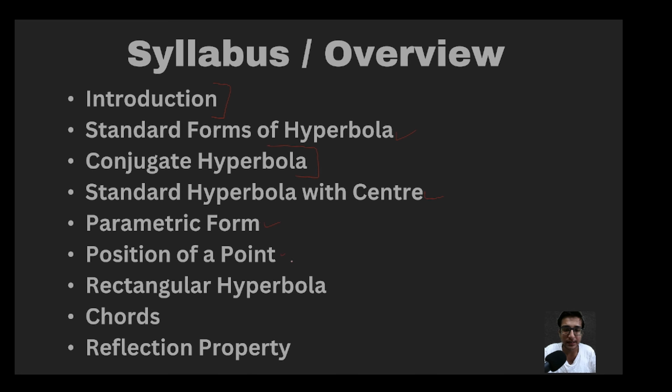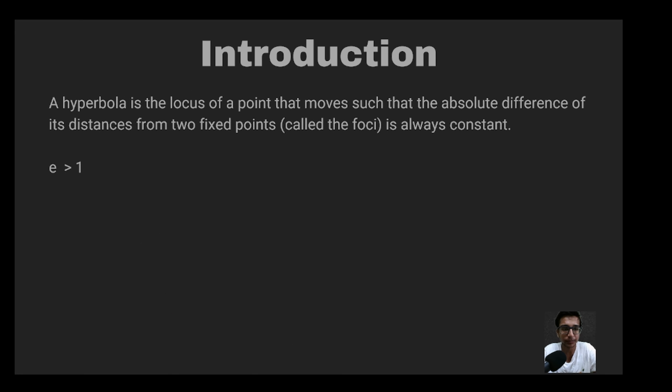Position of a point, again the same thing. Rectangular hyperbola is also another type of hyperbola which has a fixed eccentricity. We will be looking into that. And then chords and reflection property are the same as we had studied in ellipse. So without further ado, let's start.